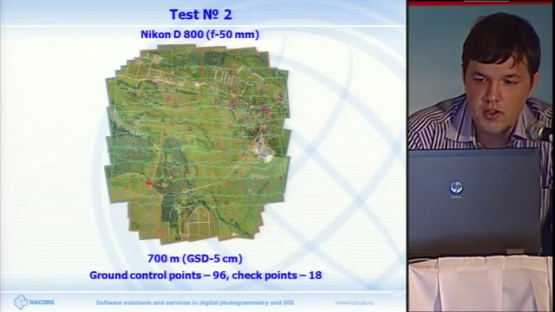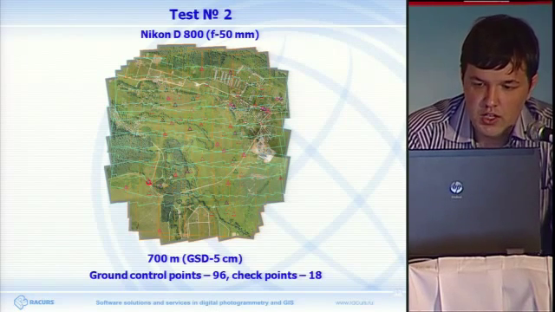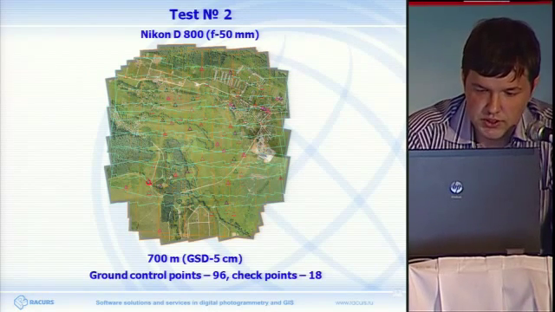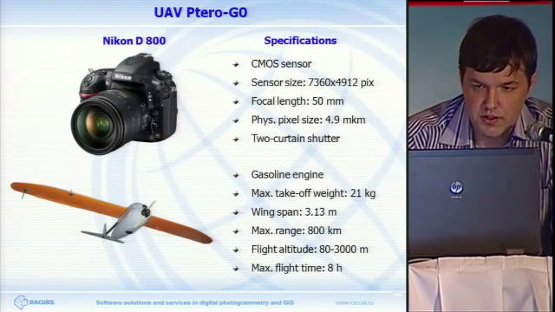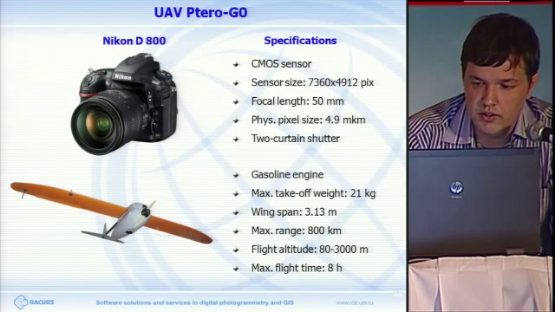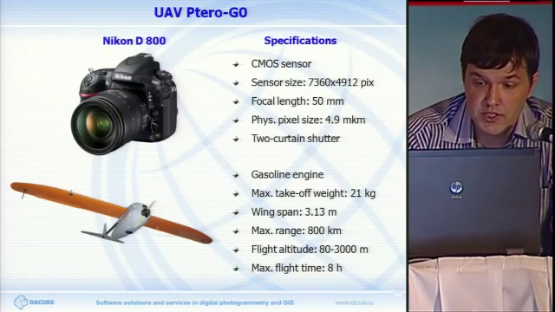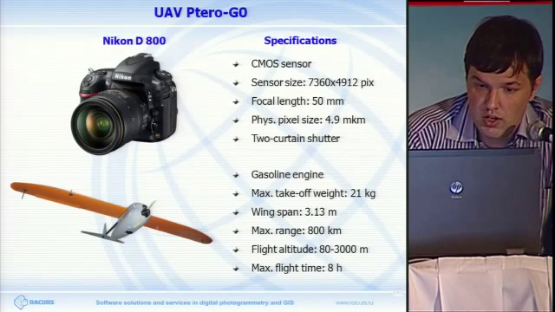Next test is from a non-professional Nikon camera. This image was taken from 700 meters, pixel size 5 centimeters. Camera specs, UAV specs. It was done using Ptero G0.